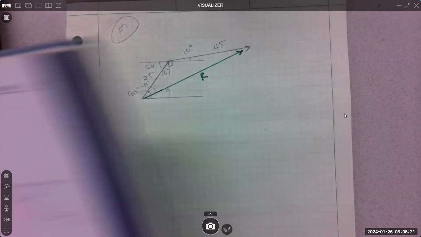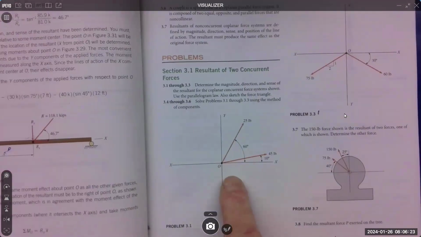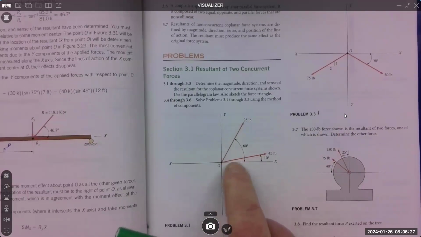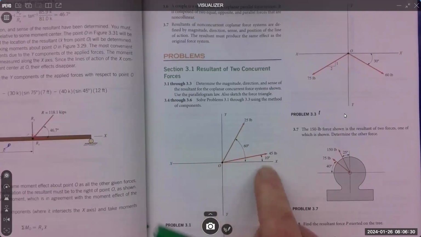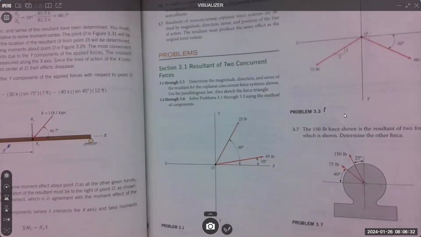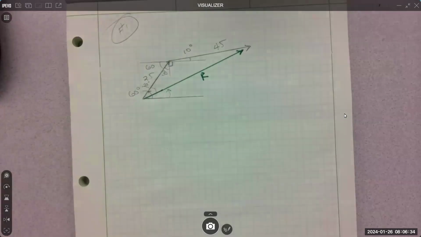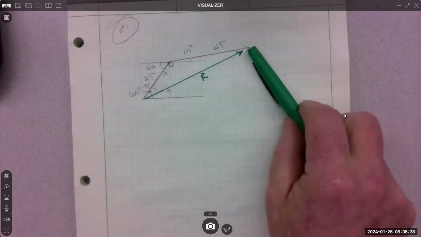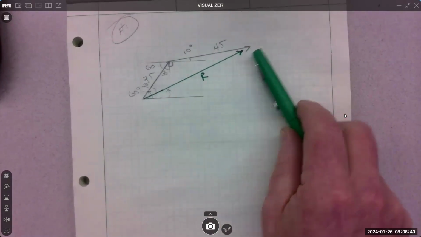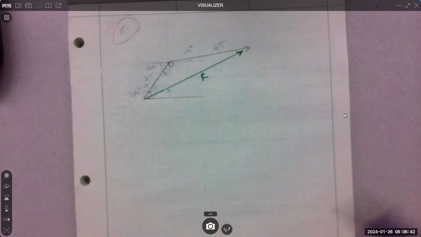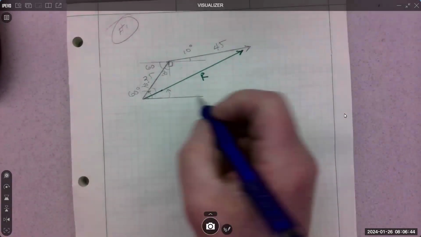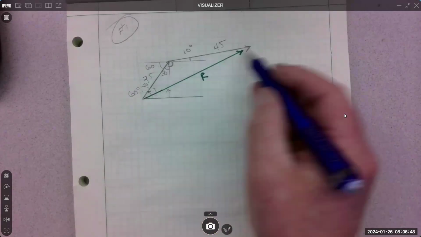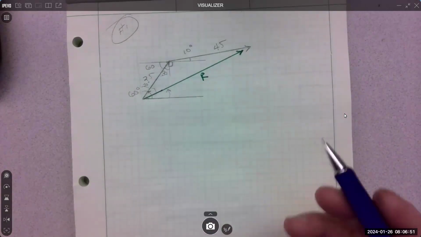Number 1 is that one. 25 at 60 degrees, 45 at 10 degrees. Add them together tip to tail, here and here, and that produces the resultant and your force triangle. So this is the parallelogram law, right? Because I could also do this over here where we add this and this in the other order.